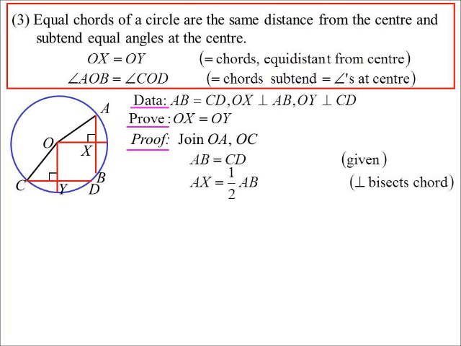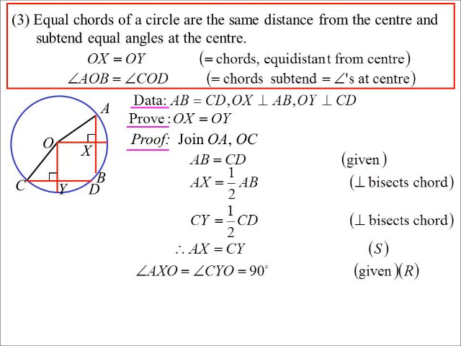Okay, so from there, I'm going to conclude that AX is half of AB. Perpendicular from the centre bisects the chord. Do the same with CY. CY must be half CD. But hang on, we said AB was equal to CD, so therefore AX must equal CY. Alright, so I've got a side in each of these triangles being the same.